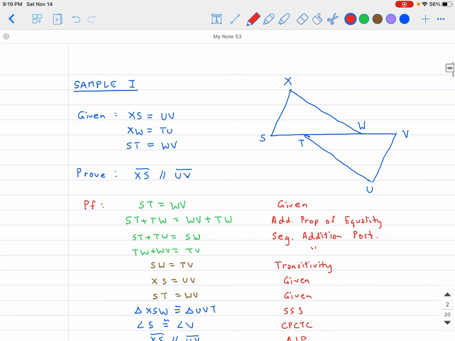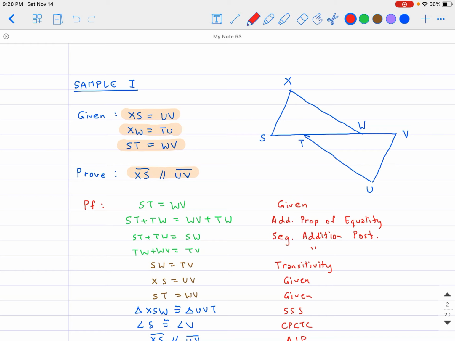So here in sample number 1, what I'm giving you is the following figure and the following given. We know that SX is equal to UV. We have XW equal to TU. And then finally, we have ST equal to WV. What I would like to do is prove that line XS is going to be parallel to line UV.